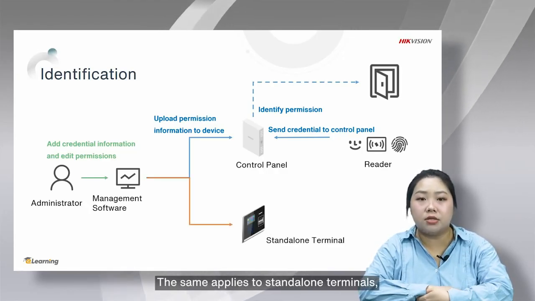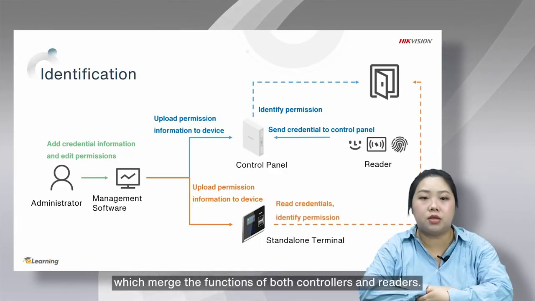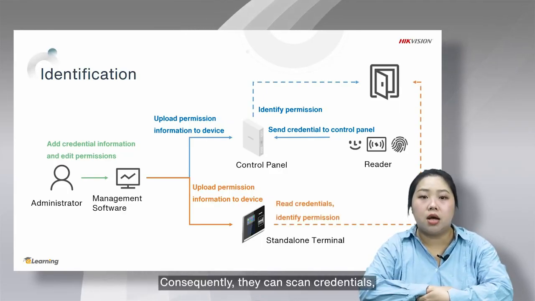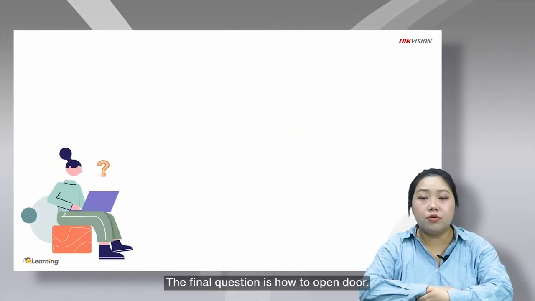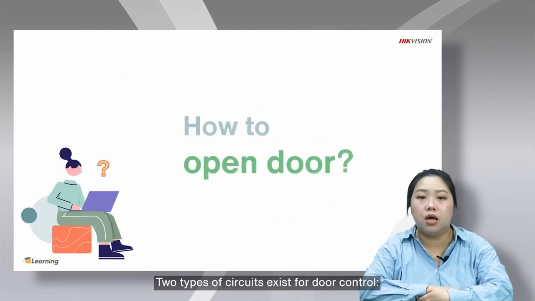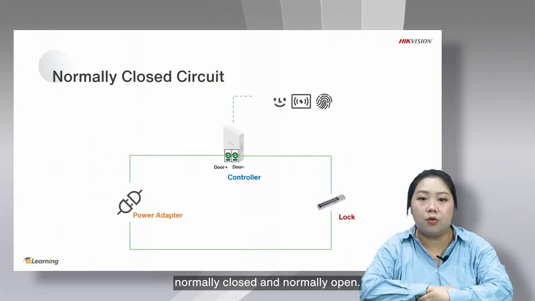The same applies to standalone terminals, which merge the functions of both controllers and readers. Consequently, they can scan credentials, verify authorization, and manage door control. The final question is how to open door. Two types of circuits exist for door control, normally closed and normally open.